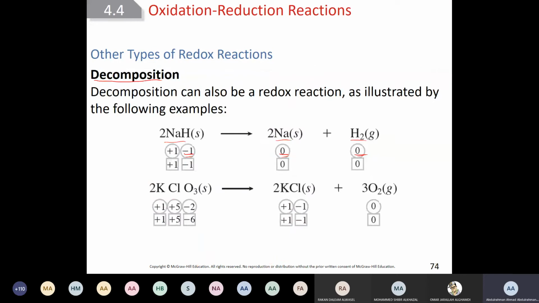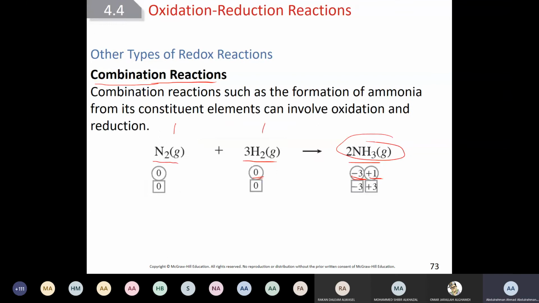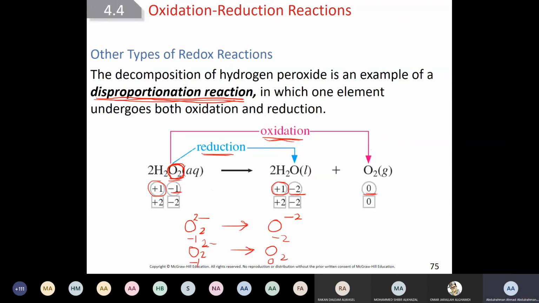In the previous reactions, what has been oxidized here? The hydrogen has been oxidized and the nitrogen has been reduced. And here, before, the nitrogen has been reduced and the hydrogen has been oxidized. But in here, only oxygen has been reduced and oxidized. This is called a disproportionation reaction.